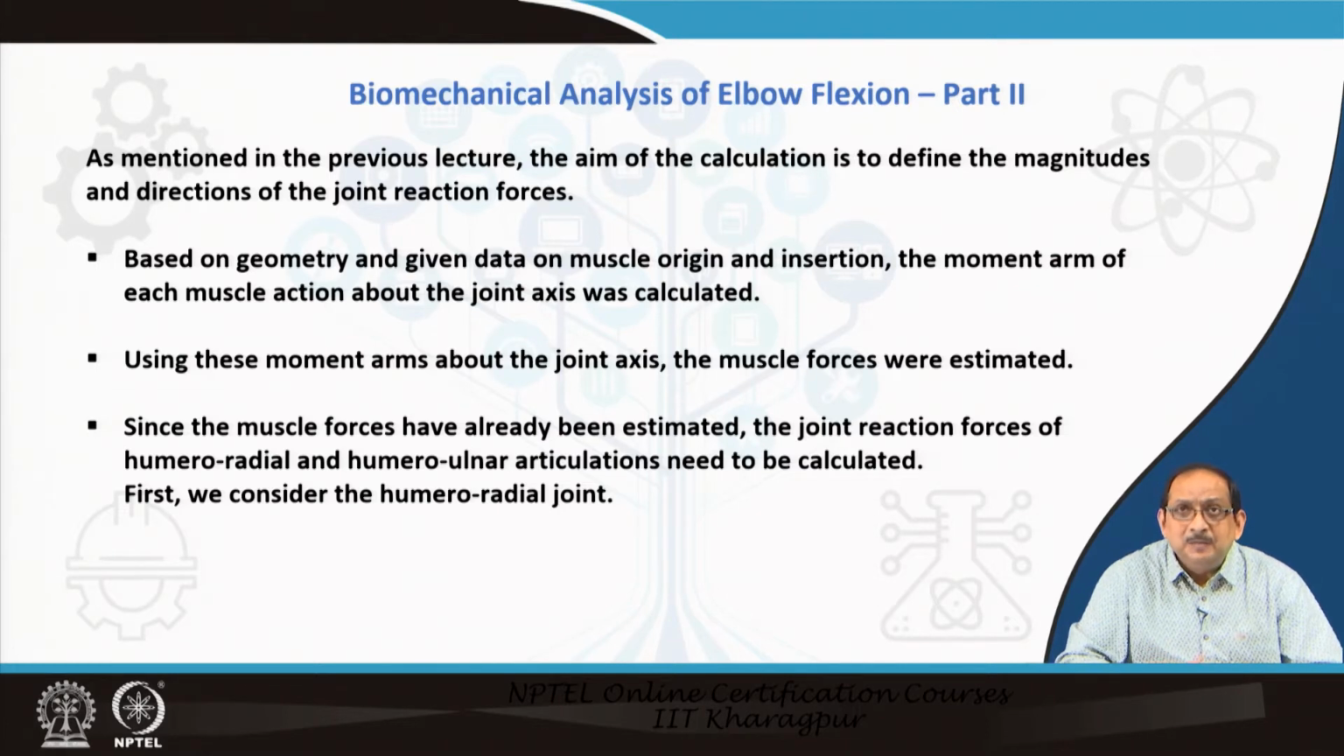In part 1 of the lecture, we had assumed the radius and ulna to be one bone articulating with the humerus, and based on that assumption we had calculated the muscle forces. Now, we will be separately calculating the joint reaction forces corresponding to humeroradial and humeroulnar articulations. So, first we consider the humeroradial joint.